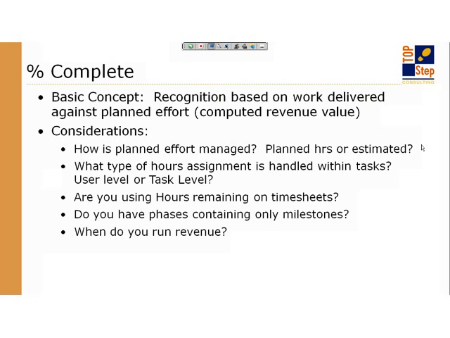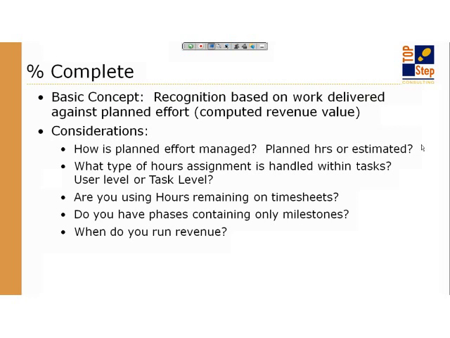Are you using hours remaining on timesheets? Because that actually can control the estimated hours, and if you're doing estimate approved over estimate, that actually impacts percent complete. Are you putting milestones together under a phase? So you have a phase of quote-unquote billing milestones, and do you understand the impact of doing that when you're setting up percent complete activity? Then of course, when do you run revenue? Which is actually a really simple question, but it has a big impact.